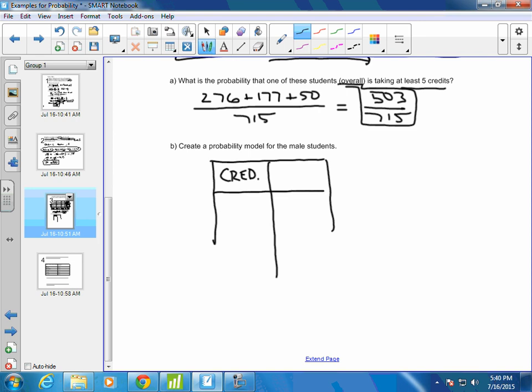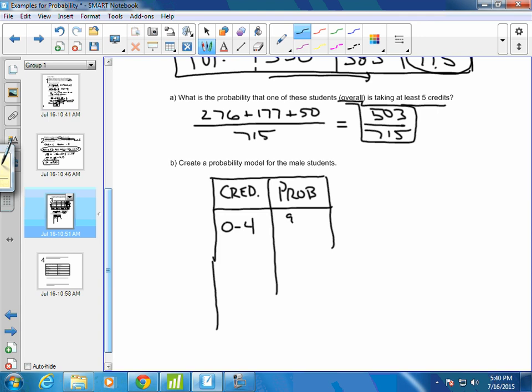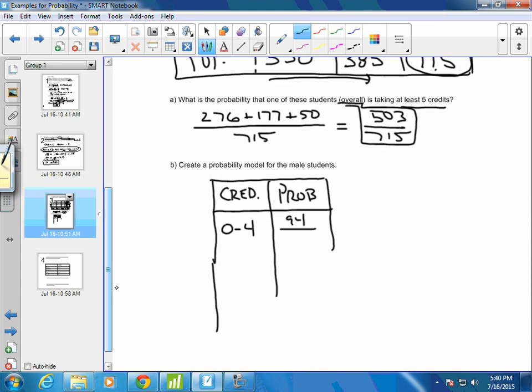Let's list the number of credits, and then list the probability. So for that first 0 to 4 credits, all I'm going to do is take the number of males, that was 94, and divide that by the total number of males, which was 330. And since probabilities can be fractions, decimals, or percents, that's perfectly fine. For fractions like that, I don't really mind if you reduce or not.